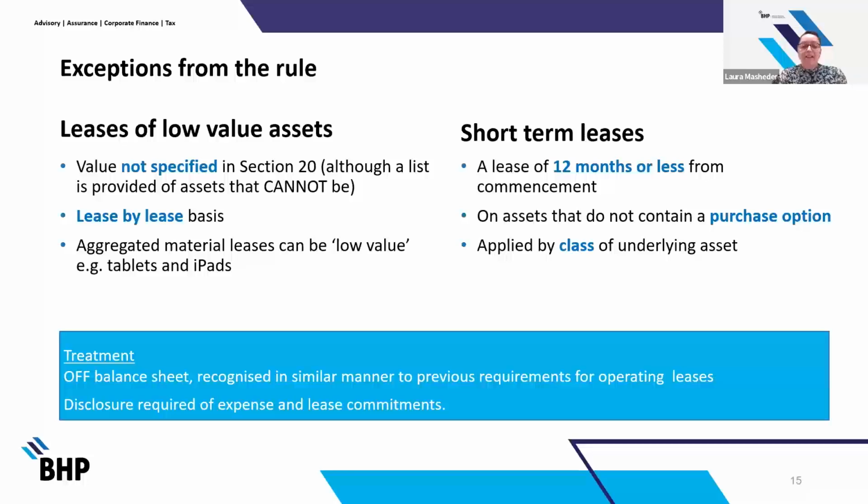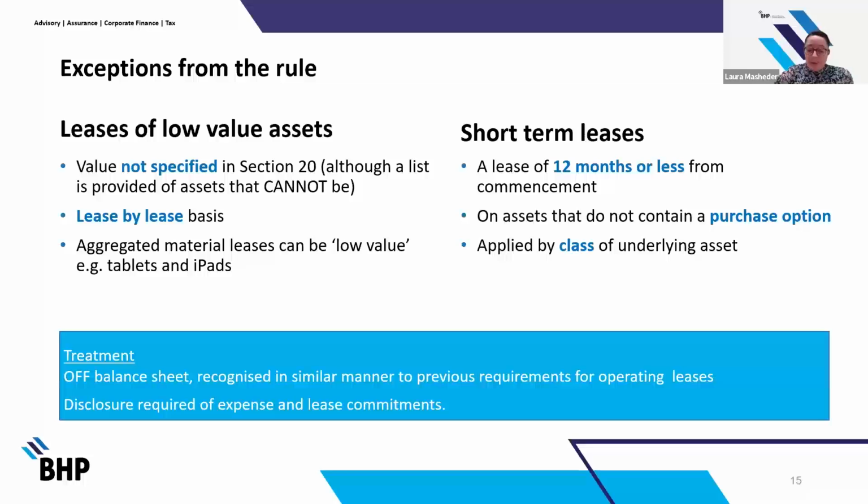We've then got the leases of low value items. Section 20 doesn't give us a specific value or even the nature of the assets which can be exempt, but it does give us a list of some quite sector specific assets sometimes which can never be exempt. Those arrangements should be looked at on a lease by lease basis. So if you've got lots of individual leases for small items such as computers or tablets, you look at each one in isolation rather than aggregating. So they would all be exempt even if you've got lots of them.